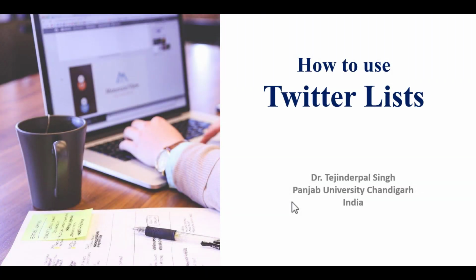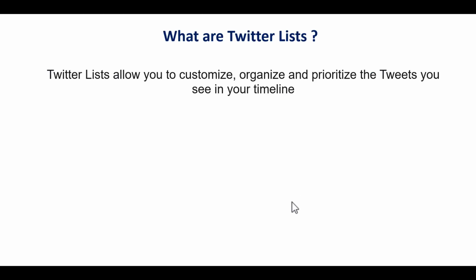Hello everybody. In this video I'm going to talk about what are Twitter lists and how you can use these lists for your business purpose. It is very important first of all to understand what Twitter lists are. Now what are Twitter lists? Twitter lists basically allow you to customize, organize and prioritize the tweets you see in your timeline.